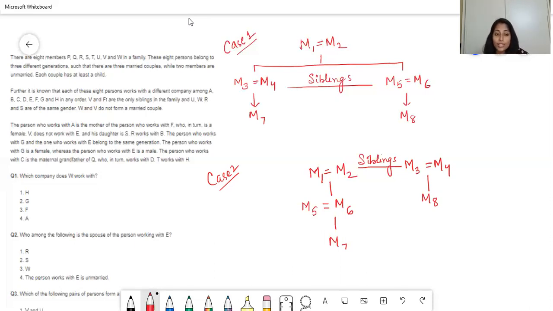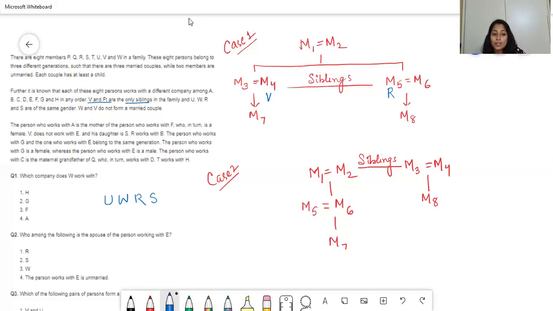Further, it is known that each of these 8 persons works with a different company among A, B, C, D, E, F, G, and H in any order. V and R are the only siblings. The first connection that we found here, V and R are the only siblings. So here siblings are M4 and M5. So V and R. Moving forward, in the family, U, W, R and S are of the same gender. So if we get to know any one gender, we will get to know the other 3. W and V do not form a married couple. Now we know that M3 cannot be substituted with W.